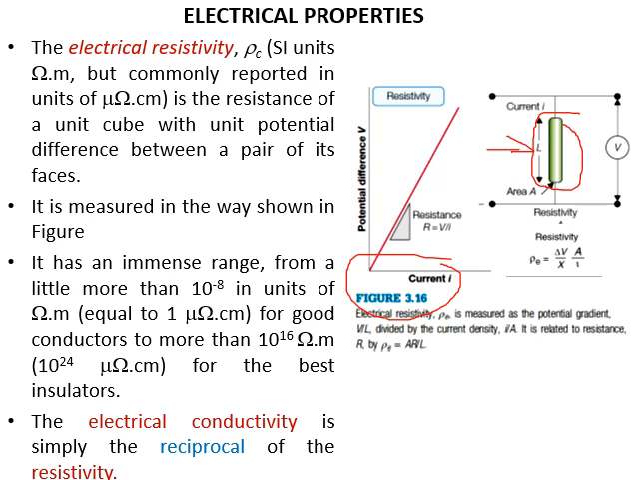So you can have quite a range. For example, the smallest one is like 10 to the power of negative 8 ohm meter, which is equivalent to 1 micro ohm centimeter, for good conductors, and more than 10 to the power of 16 ohm meter for insulators.